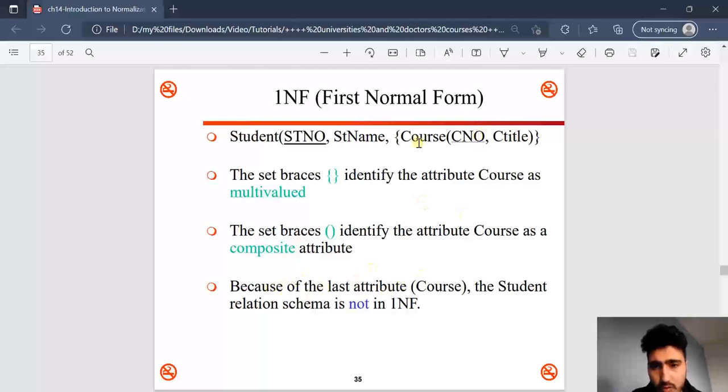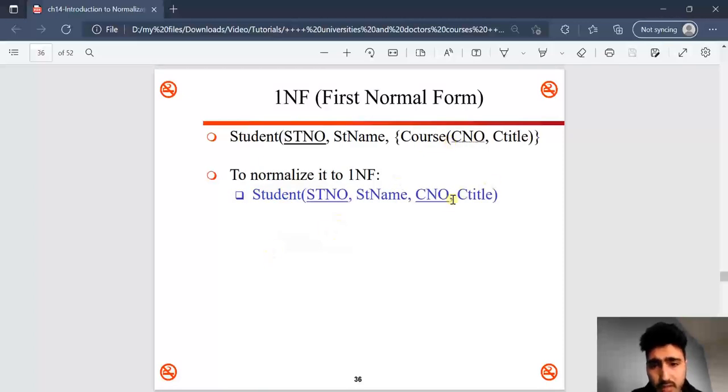Because of the last attribute, which is course, the student relation here is not in 1NF. So to make it in 1NF, you need to decompose this one into two single atomic attributes.